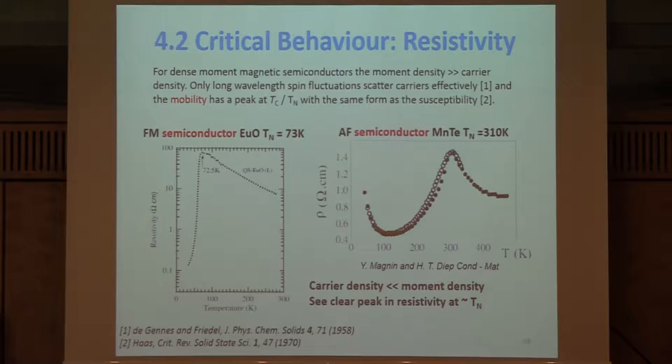So here's europium oxide, Néel temperature 73, a very nice peak. Here's manganese telluride, with a peak at about 310 Kelvin where it should be, and here's a theoretical fit to that. I guess they had to tweak the disorder in their calculation quite a bit.